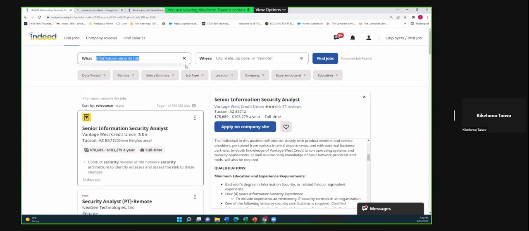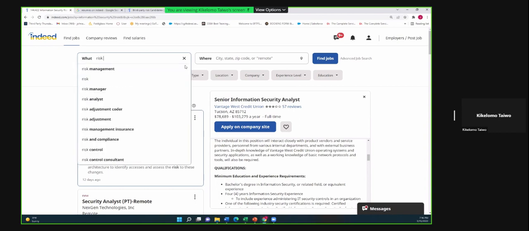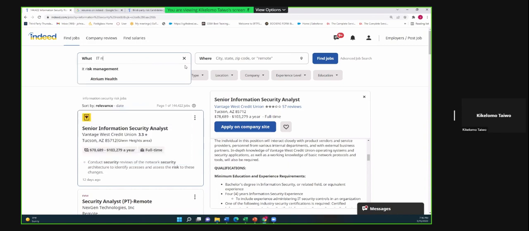Mr. Ibrahim, what other role? I mentioned vendor risk, third party risk, information security risk. What other do you think? IT risk. Exactly. IT risk, either analyst or management, either way. Yeah, vendor risk. So look for roles like that: risk management, risk analyst, either way.